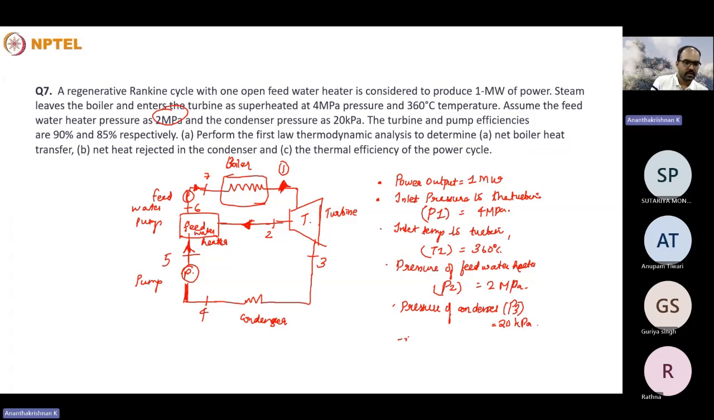Turbine efficiency is 90%, and then pump efficiency is 85%. The first part of the problem, we have to determine the net boiler heat transfer. So the net boiler heat transfer takes into account point 1 and 7.